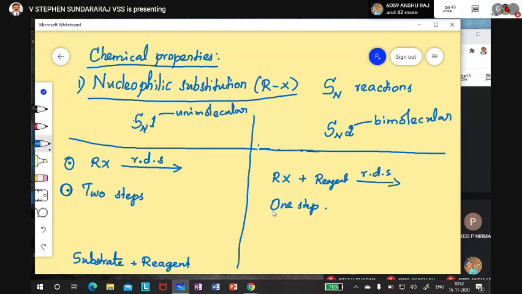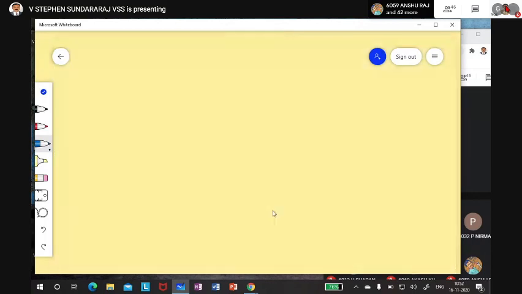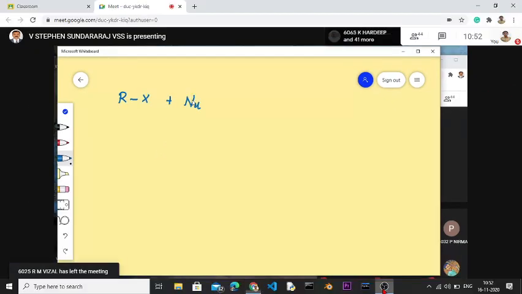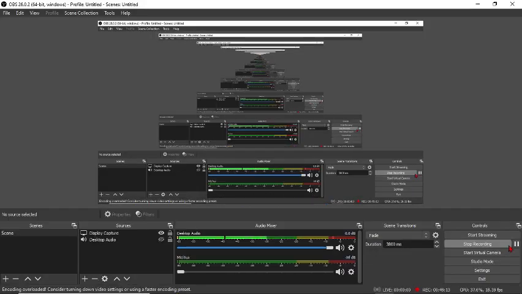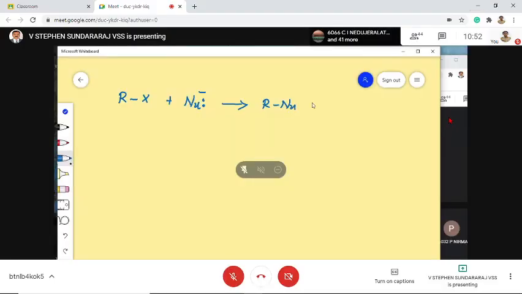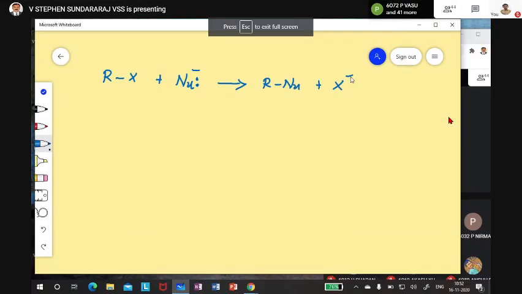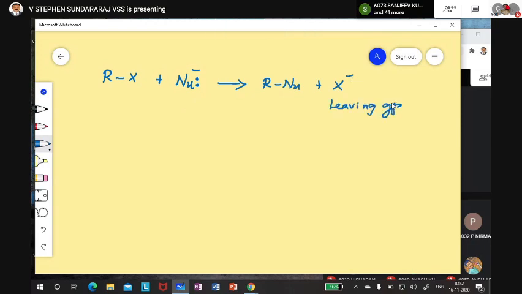Okay, now I am taking some example to explain what is SN1. Right. First, the reaction is what? That is when RX is reacting with a nucleophile. Nucleophile, all of you know that it is a negative symbol with 2 electron pair, and it will form R-nucleophile bond and plus X minus. This is a leaving group. Leaving group.